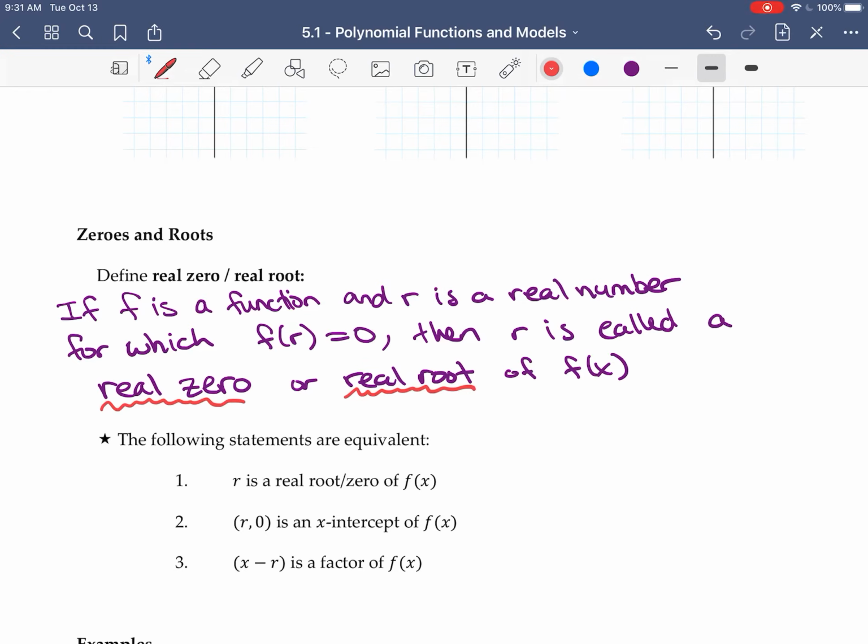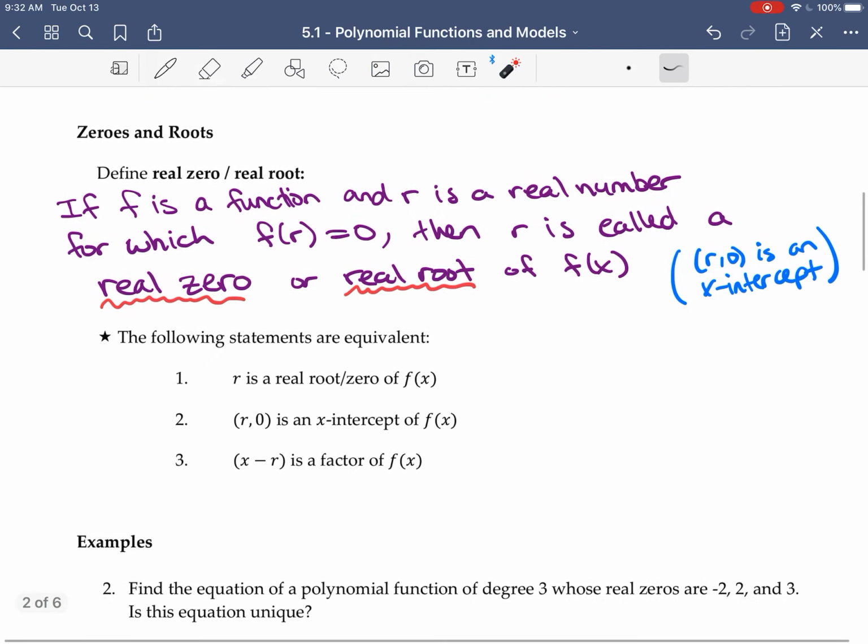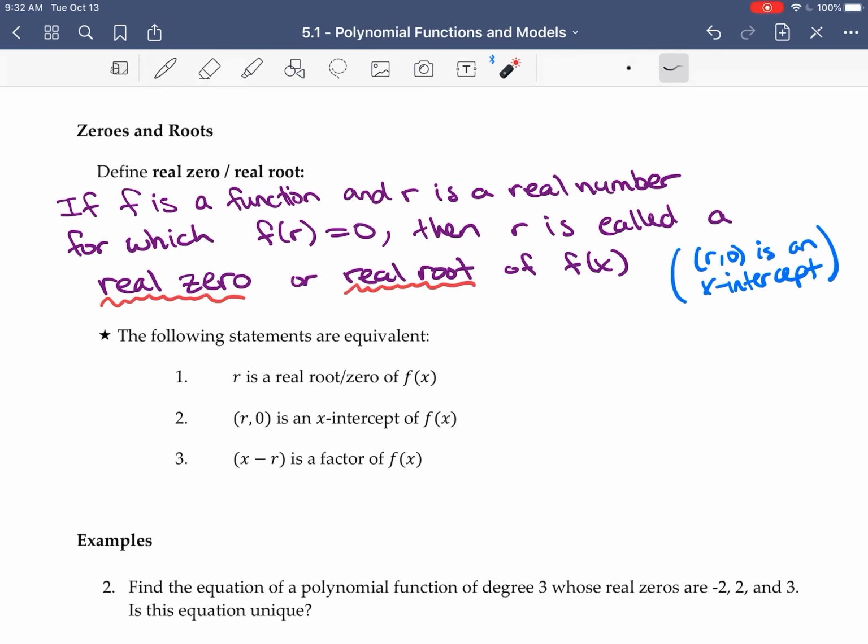Now notice that when you plug in r, you get the y value of 0. So this actually means x equals r, or maybe I should write it as a point. The point (r, 0) is an x-intercept. So that's all this is saying. We're just giving them a different name. If you plug in r and you get 0 for the y value, then we call r a 0 or a root of the function.